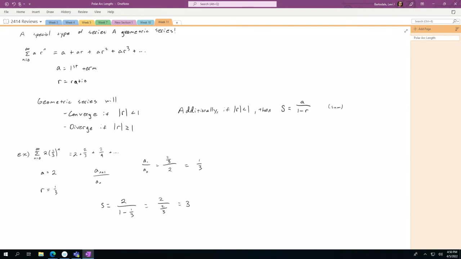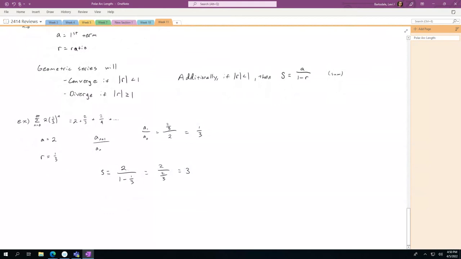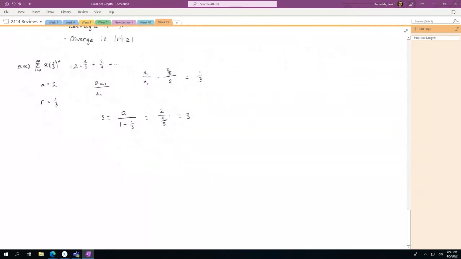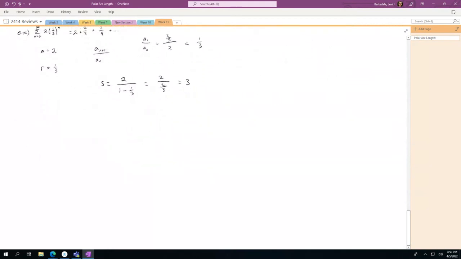All righty. Okay, ready to move on? Sounds good. Time for some practice. So find the sum if it converges.